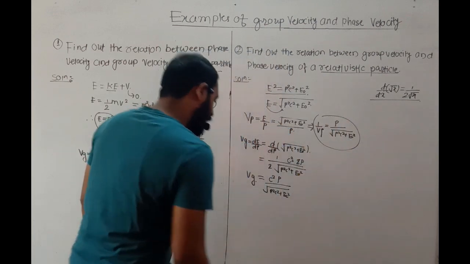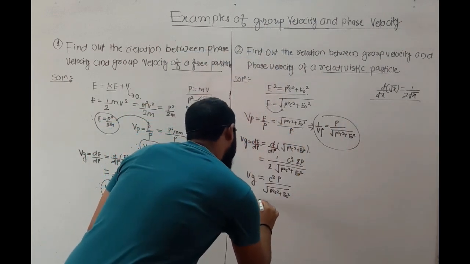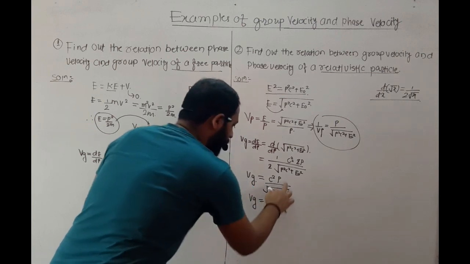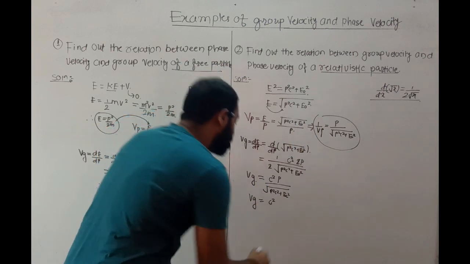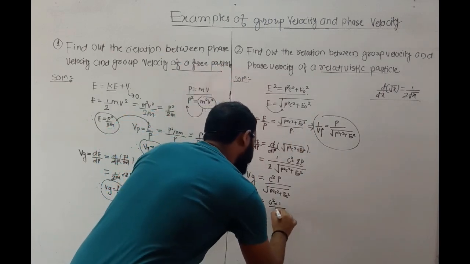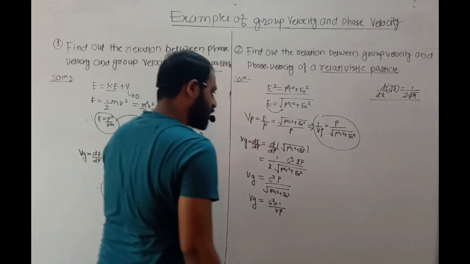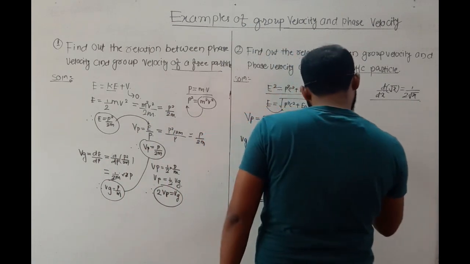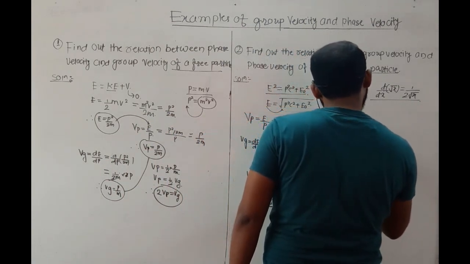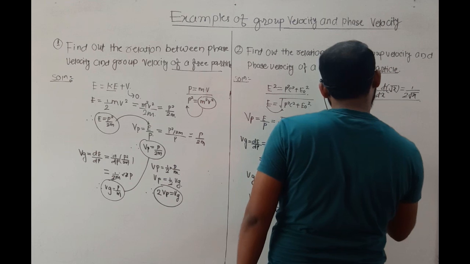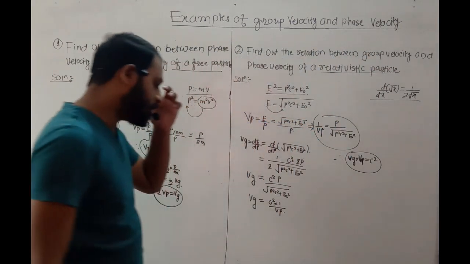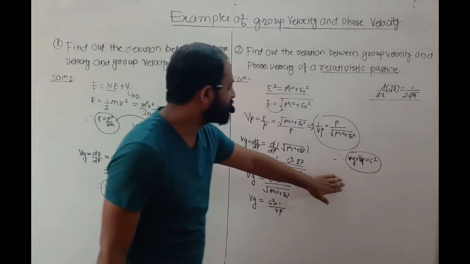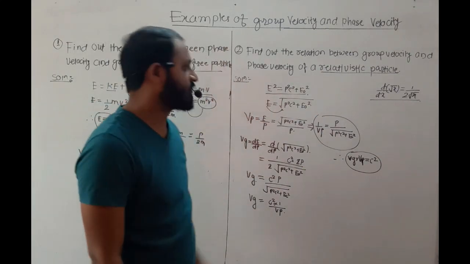Therefore Vg equals C square as it is, P by root of P square C square plus E naught square, which is nothing but 1 by Vp. Therefore Vg into Vp equals how many? C square. This is the relation between the group and phase velocity for a relativistic particle.